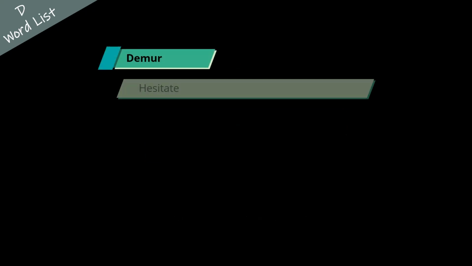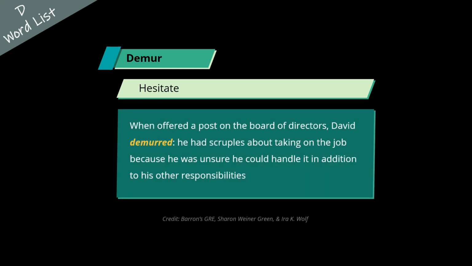Demur means hesitate. For example, when offered a post on the board of directors, David demurred. He had scruples about taking on the job because he was unsure he could handle it in addition to his other responsibilities.